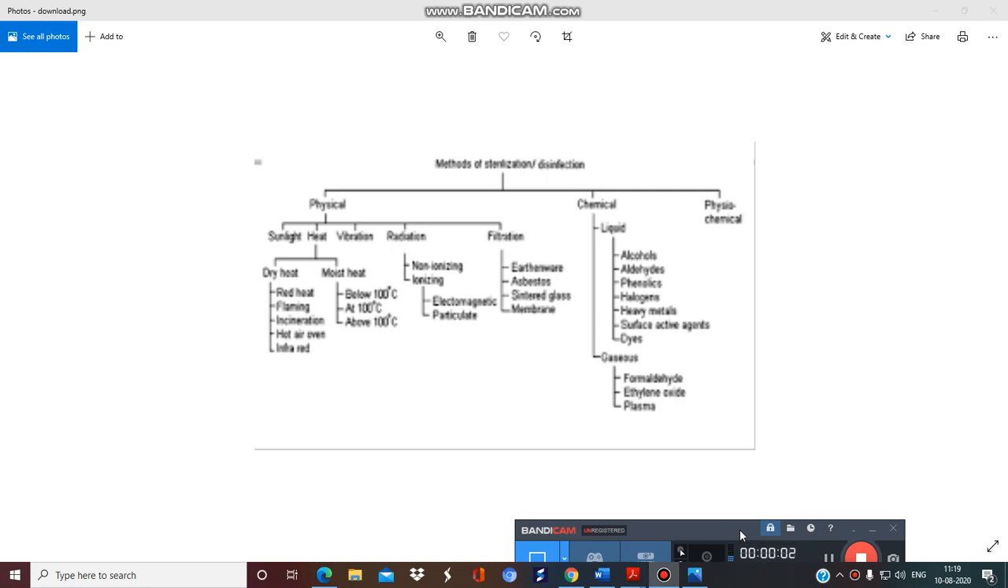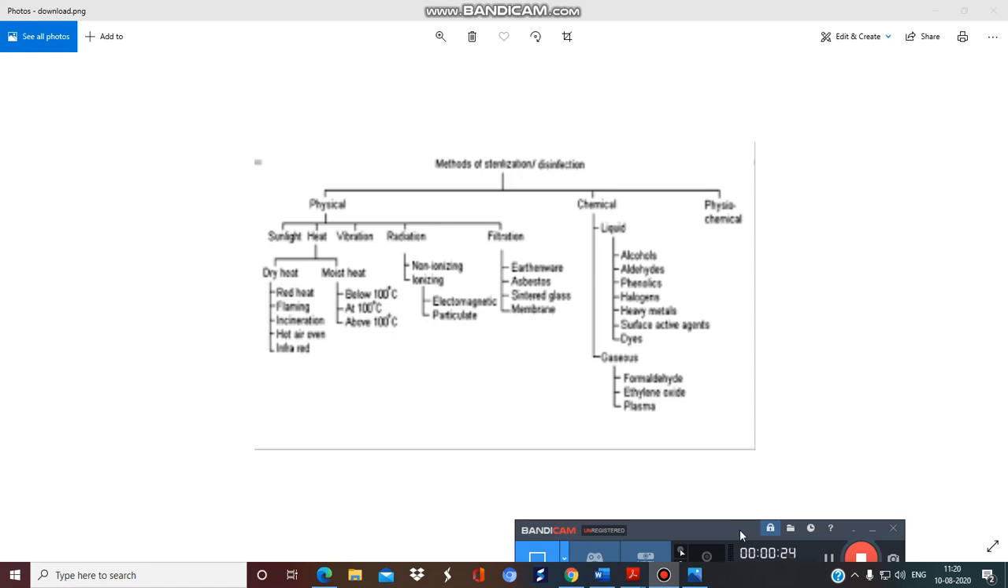I welcome you all to the next topic, that is sterilization. So we have started the basic part of sterilization. In this video lecture you will be able to know about the different sterilization methods. We will start with the physical methods now. As you can see, the physical methods are divided into various other methods.